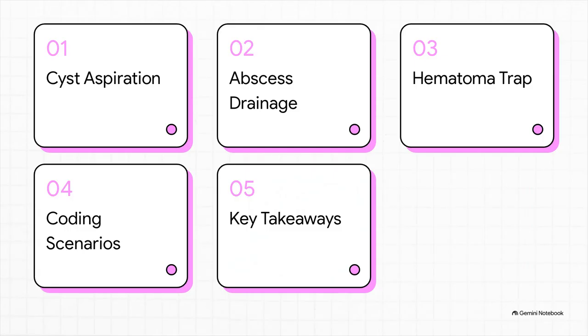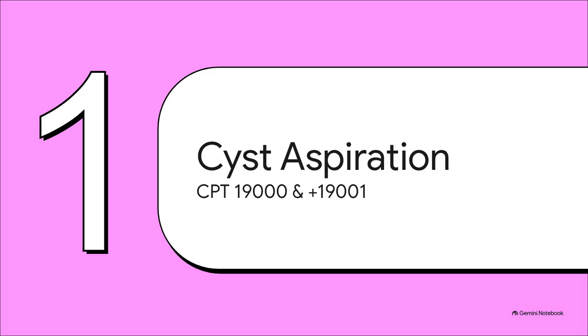Okay, here's our game plan for today. We're going to start with percutaneous cyst aspiration, then move into deep abscess drainage, or mastotomy. After that, we'll tackle the hematoma evacuation trap, run through some clinical coding case scenarios, and wrap it all up with our key takeaways. Section 1, Percutaneous Cyst Aspiration, navigating CPT 19000 and the add-on code 19001.